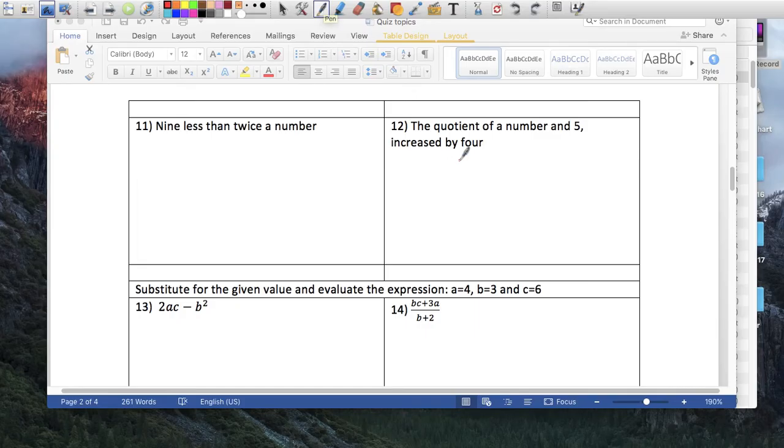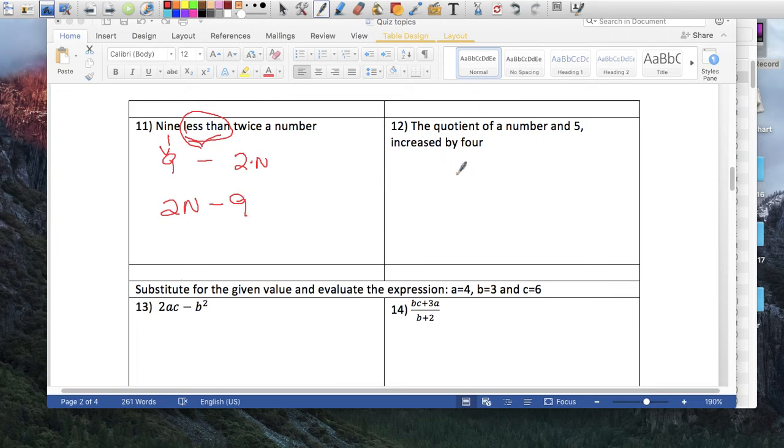9. 11 less than twice the number. Okay, 9 is 9. Less than means subtraction. Twice means 2 times. 2 times what? 2 times the number. Remember here, please, less than is a turnaround word. So we're going to switch the order. It becomes like that. Okay.